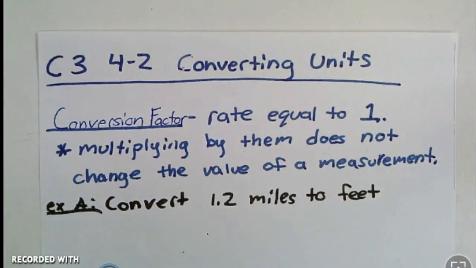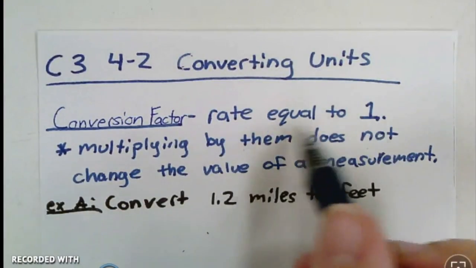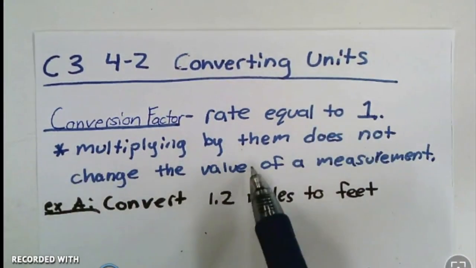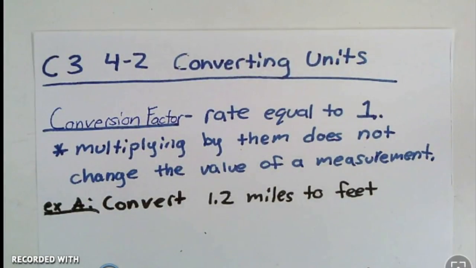So here we go, a conversion factor, and we learned this in science, so this lesson should be wicked easy for you, is a rate that equals 1. So multiplying by a conversion factor does not change the value of a measurement.